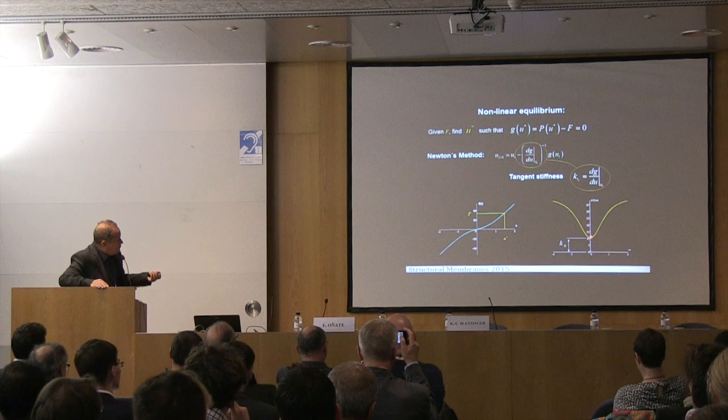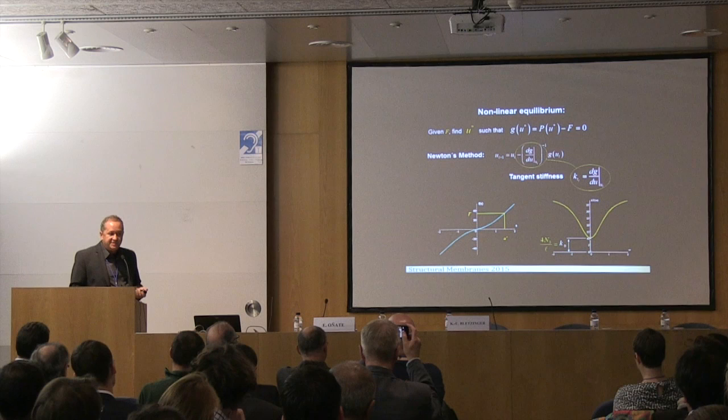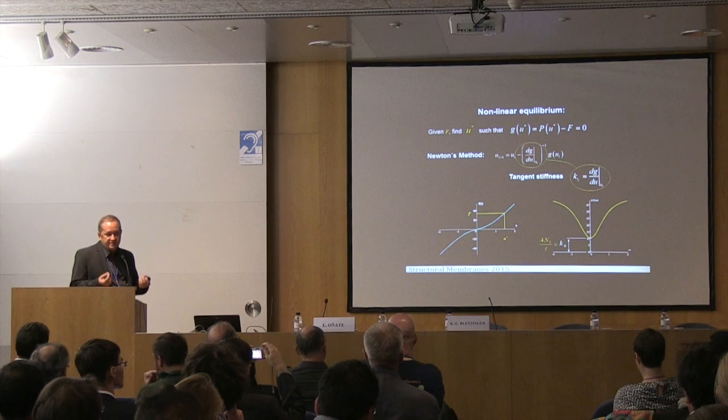So for small displacements, this is the stiffness, which is 4n over L. Again, a geometric stiffness which has nothing to do with the material. It has to do with the length of the string and the stress on it.